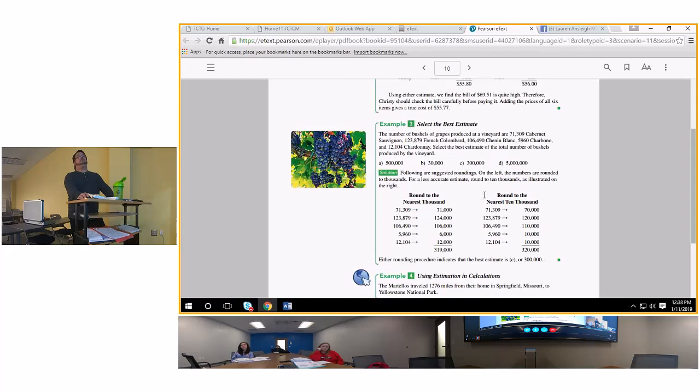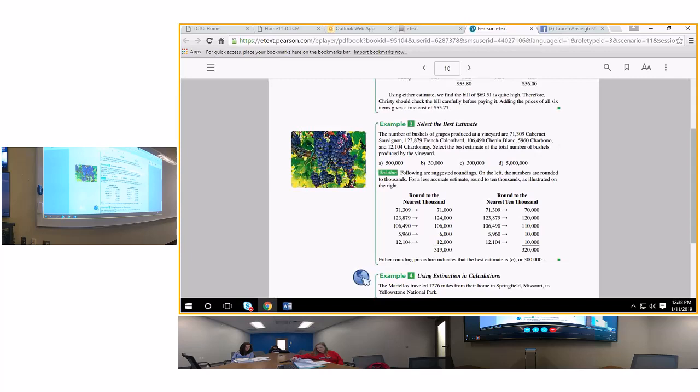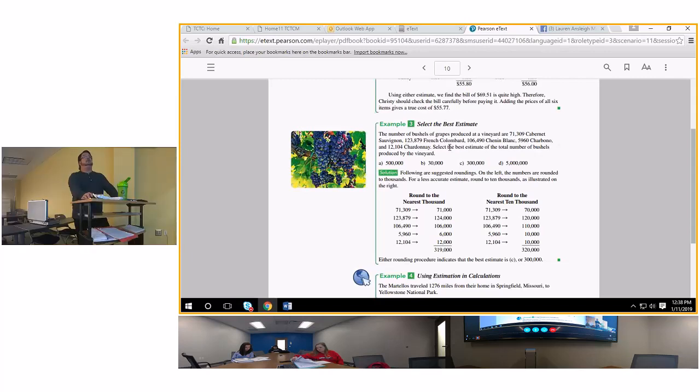The number of bushels of grapes produced in a vineyard is 71,309 Cabernet Sauvignon. Pretty good wine. It's a little bit dry. 123,879 French Colombard. 106,490 Chenin Blanc. 5,960 is Chardonnay, and 12,104 is Chardonnay. Select the best estimates for the total number of bushels produced by the vineyard.